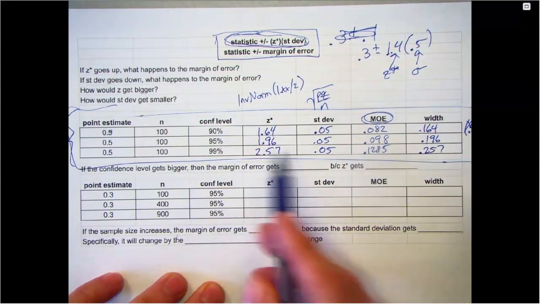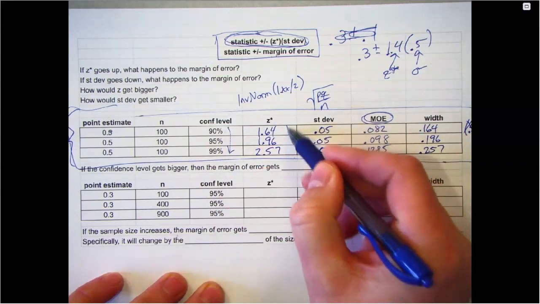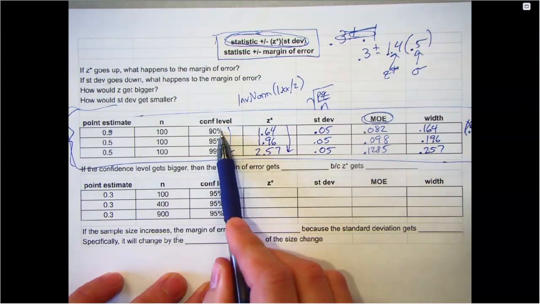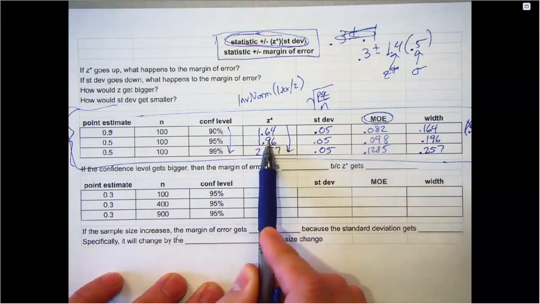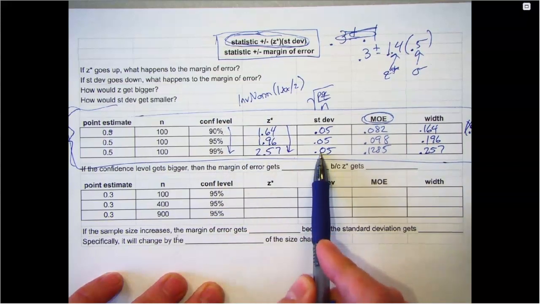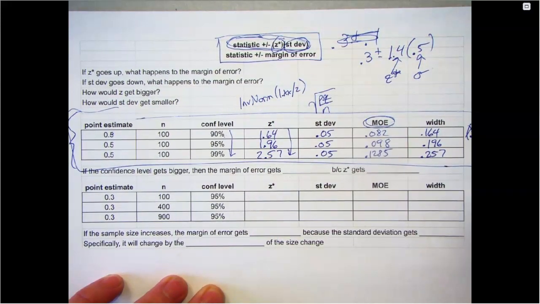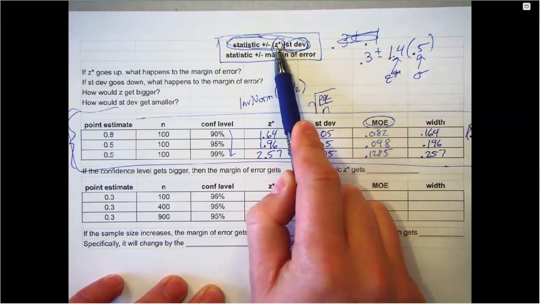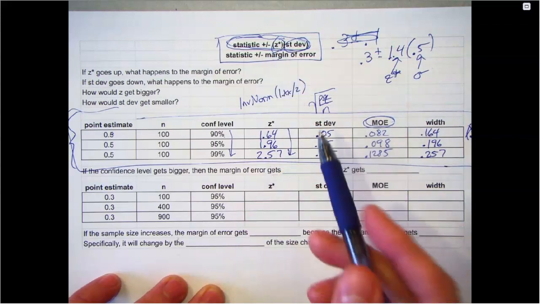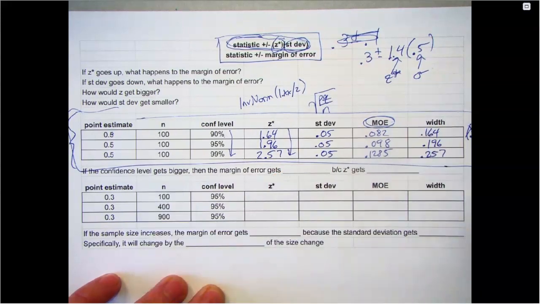So as Z star got bigger, so like as the confidence level gets bigger, what happened to Z star? It went up, right? When the confidence level was 90, Z star was 1.6. When I went to 95, Z star goes up. When I went to 99, Z star goes up again. That does not impact the standard deviation. But it does impact the margin of error. The margin of error is literally just multiplying those two things together. So if one of them gets bigger, doesn't that whole margin of error have to get bigger? If one of them gets bigger, the whole thing gets bigger. So the margin of error can increase two ways. Either Z star gets bigger or the standard deviation gets bigger. It could be either one.